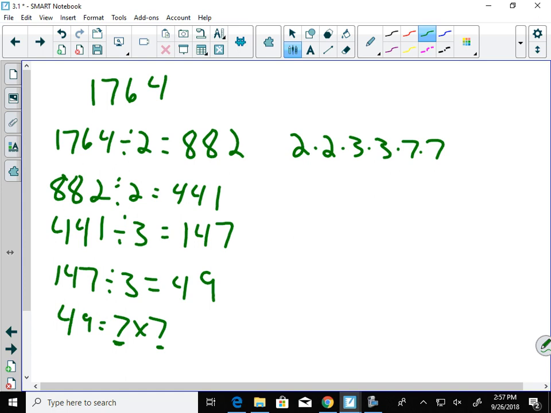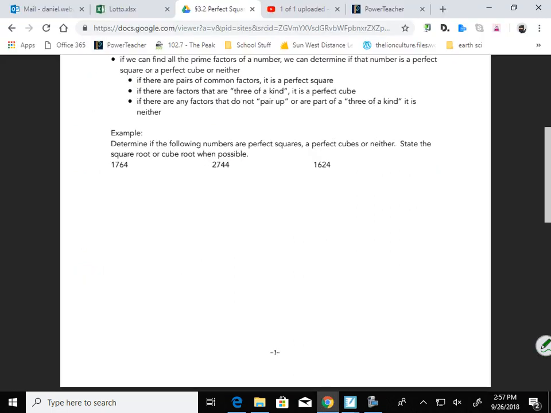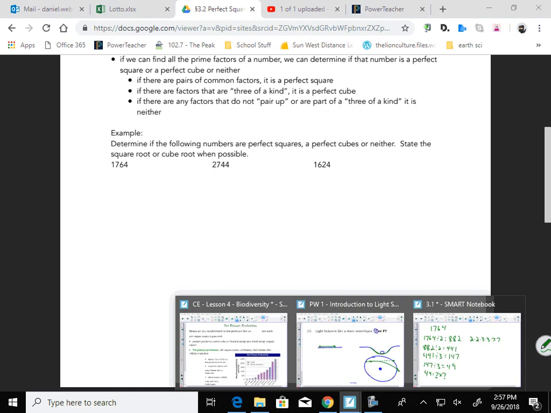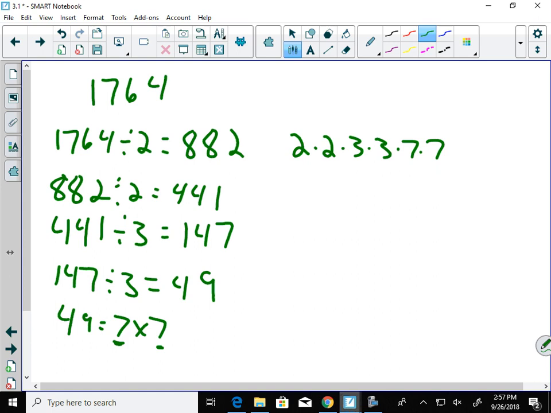This is asking if it is a perfect square. Right, so let's look at this for a second. If it's a perfect square by definition, if there are pairs of common factors, it's a perfect square. Hold on, I'm not done. You used the calculator when I said to do what I'm doing. That's where you went wrong. So now if you look, do I have pairs of factors? Yes, I got 2, I got 3, and I got 7.